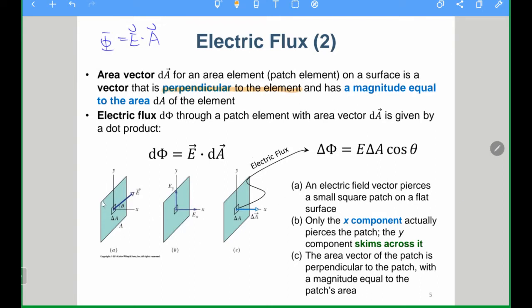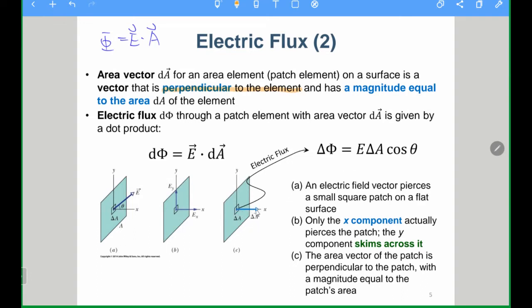Suppose this is a small area, then we can regard it as a plane. For a curved surface, you can separate it into small pieces, so that you can regard every part as being on a plane. Then you can draw a line perpendicular to it. So this is the direction of dA.